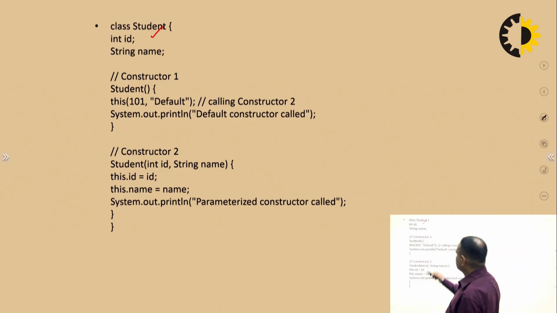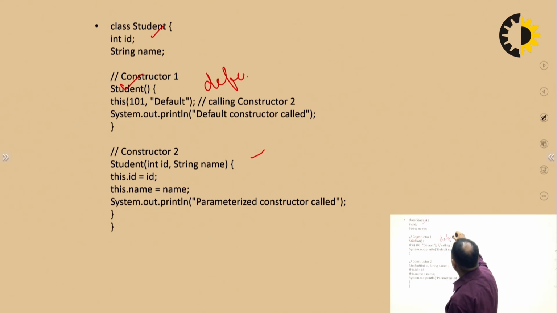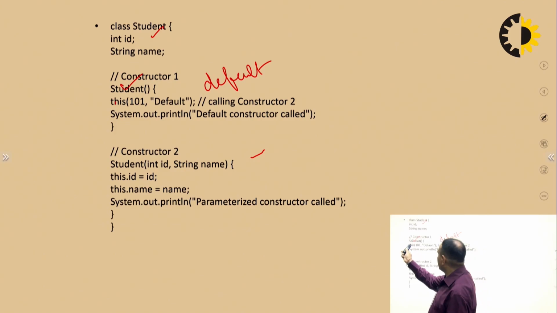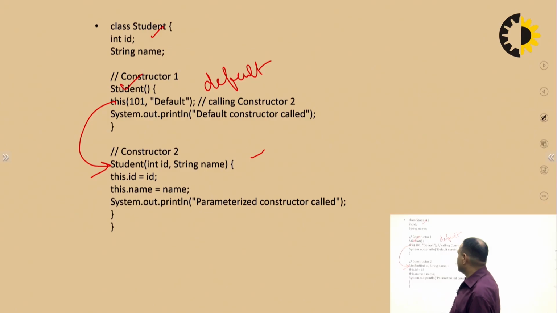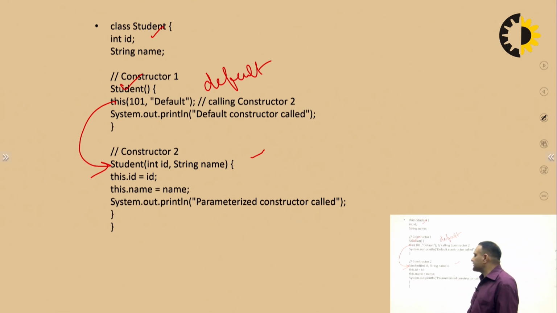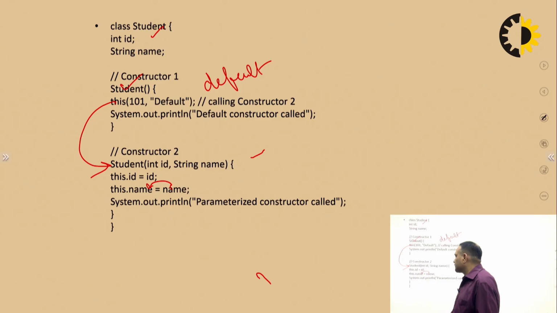First, in this situation you can see that we are defining the default constructor, and the default constructor name is Student. In this default constructor, you are using this constructor in which you are passing 101 and "default". One is an integer and another is a string, and this particular constructor is called constructor 2. In this situation, 101 is passed to id, and the string "default" is passed to the name. 101 is assigned to this.id, and the string "default" is assigned to this.name.